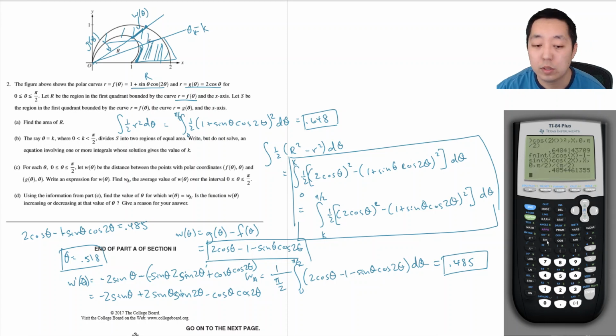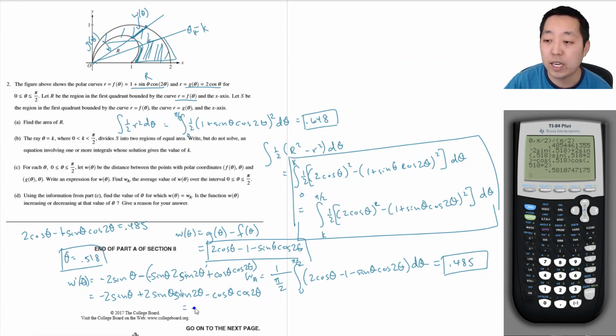So let's do this. Negative 2 sine of 0.518. It looks like from the graph it was decreasing, but it's good to plug this in just to be sure. Plus 2 sine of 0.518 times sine of 2 times 0.518. So that's that plus, and then minus cosine of 0.518 times cosine of 2 times 0.518. So this is equal to negative 0.581, so that's less than 0, so this is decreasing.